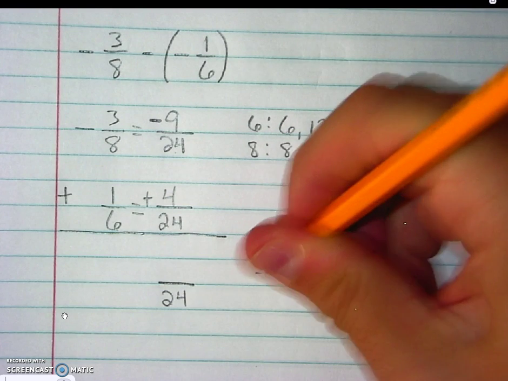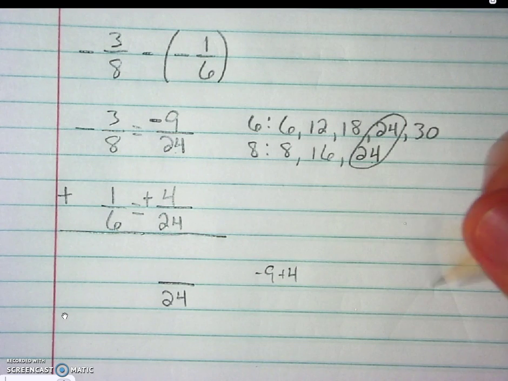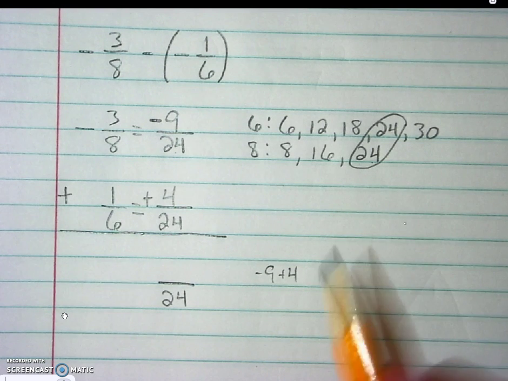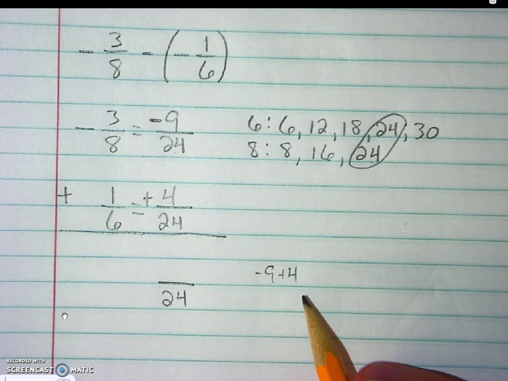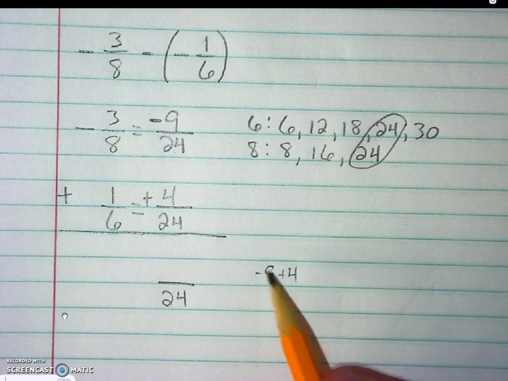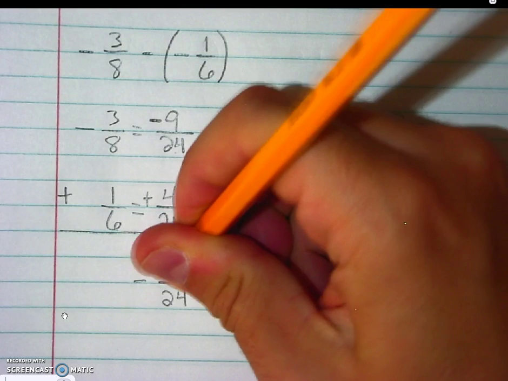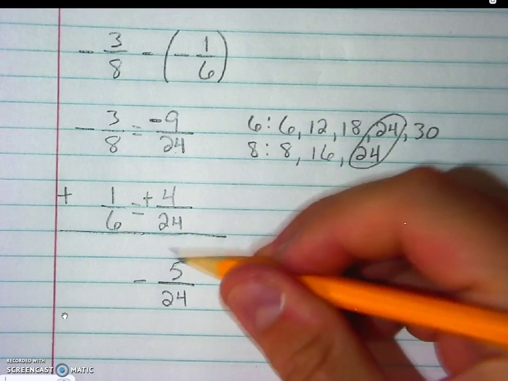In order to do negative 9 plus 4, I know that through my rules of adding integers, I've got a negative 9 and a positive 4. My signs are different. I subtract the two numbers. 9 minus 4 will be 5. And since my negative number has the greater absolute value, it will be negative 5. Negative 5/24 is my final answer.